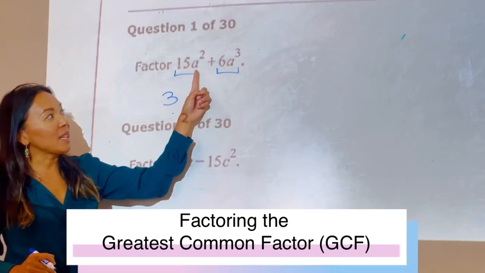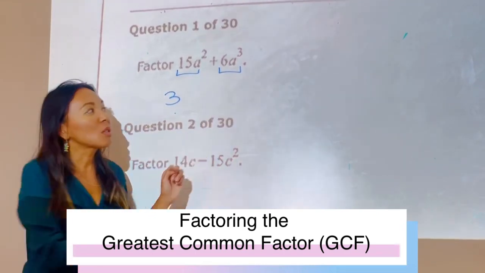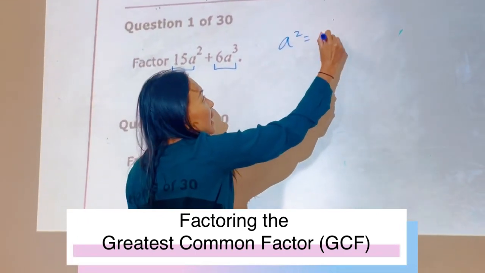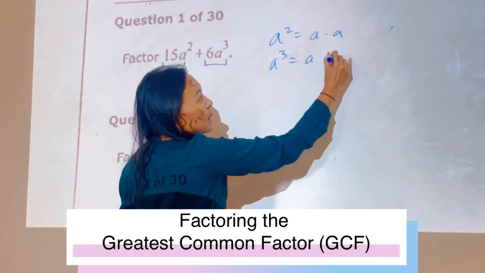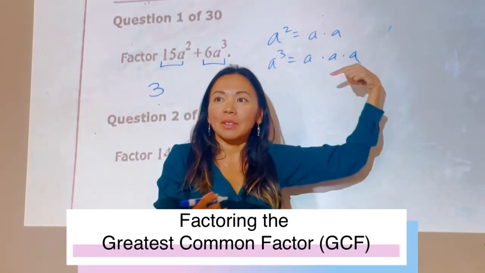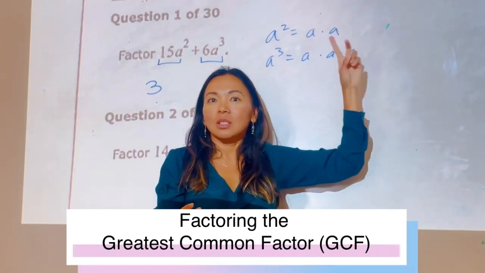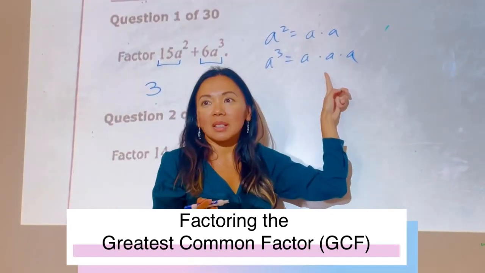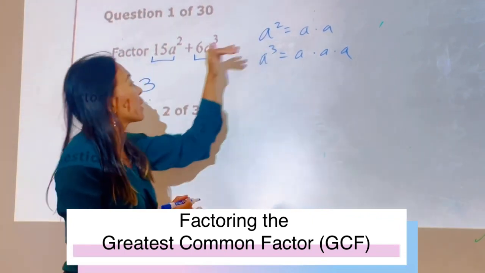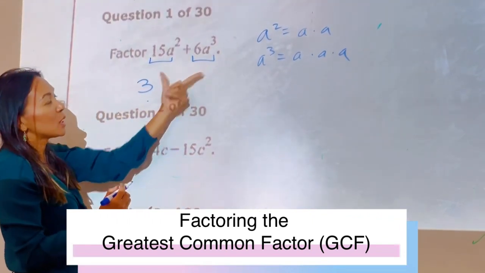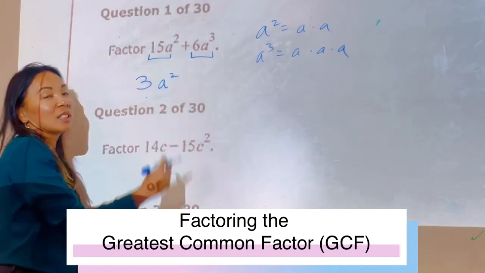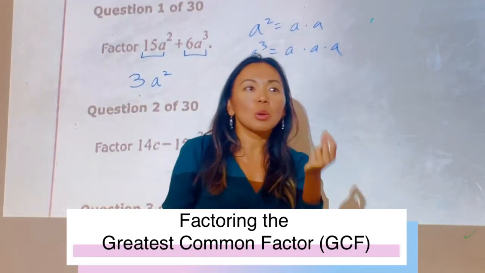And then I have the a squared and the a cubed. So remember, a squared is just a times a, and a cubed is what? A times a times a. What do they both have in common? How many a's? 2. So they both have a squared in common. So therefore, the greatest common factor between a squared and a cubed is going to be a squared. So it's the exponent with a lower number.